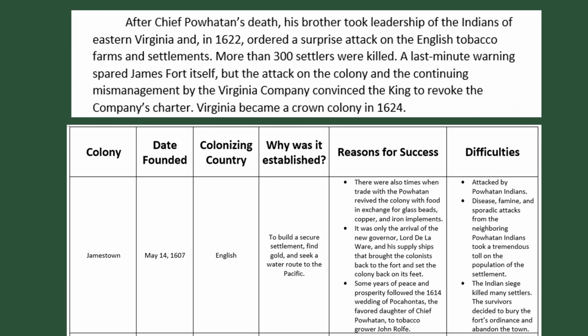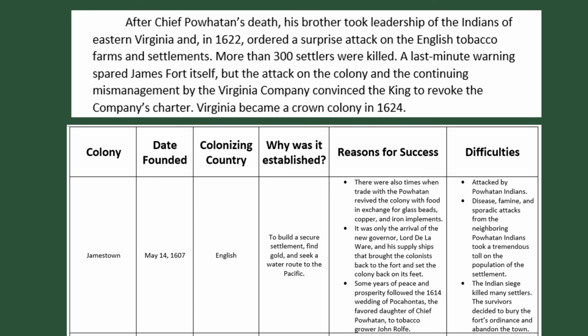After Chief Powhatan's death, his brother took leadership of the Indians of Eastern Virginia and in 1622 ordered a surprise attack on the English tobacco farms and settlements. More than 300 settlers were killed. A last-minute warning spared James Fort itself, but the attack on the colony and the continuing mismanagement by the Virginia Company convinced the king to revoke the company's charter. Virginia became a crown colony in 1624.